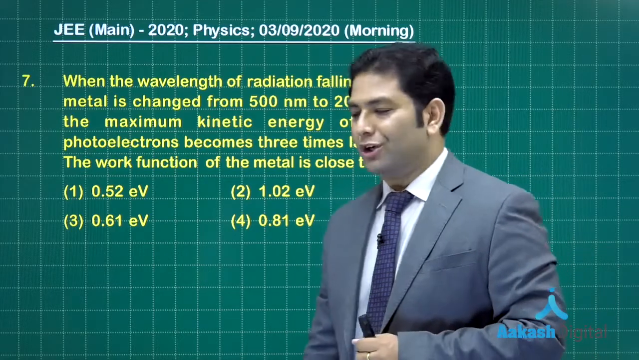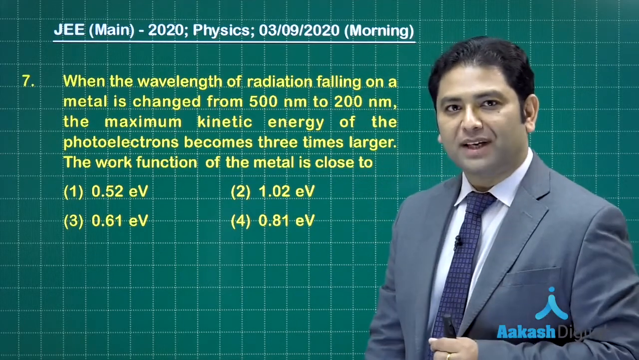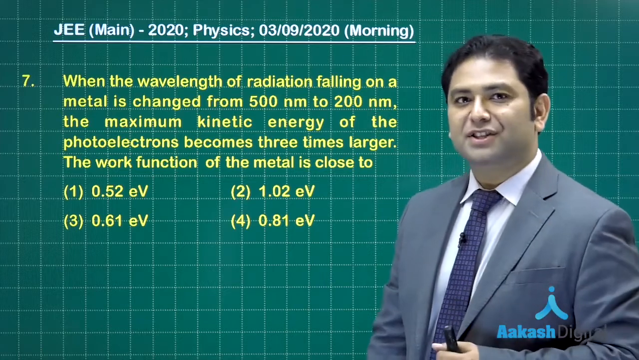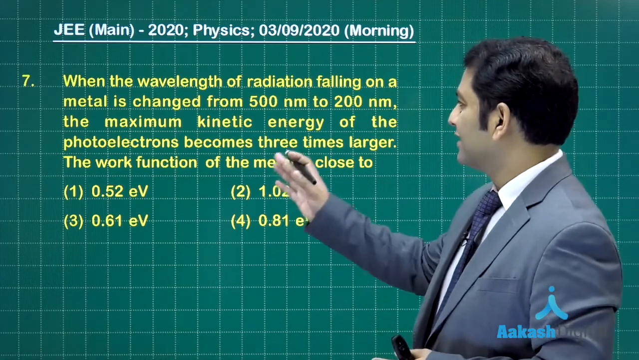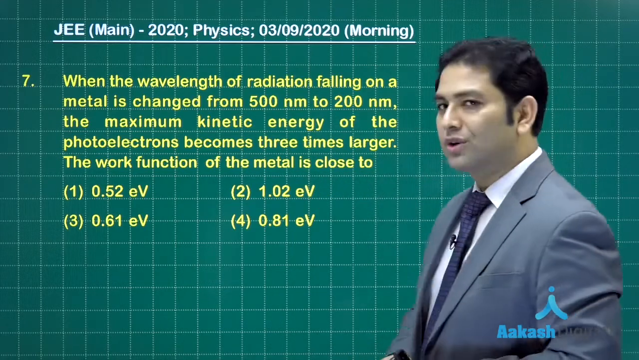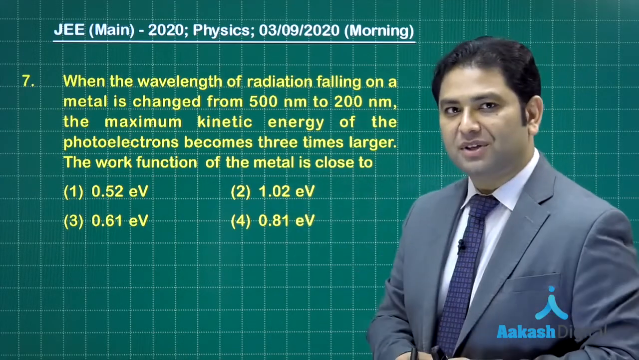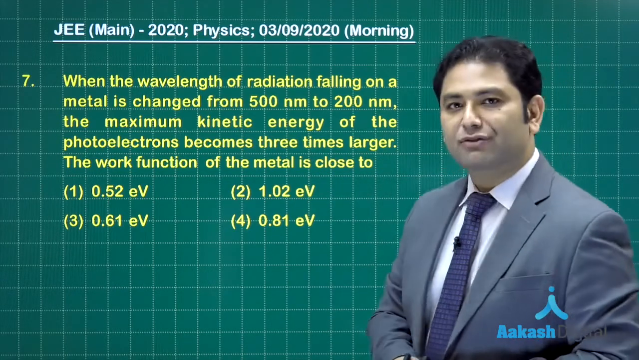Seventh question, modern physics, photoelectric effect. A very straightforward one that involves Einstein's photoelectric equation. Now what does it say? The wavelength radiated has been decreased from 500 to 200, so the energy has been increased, and in doing so the K max becomes 3 times.